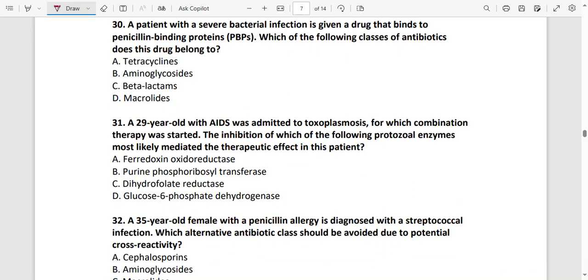30. A patient with a severe bacterial infection is given a drug that binds to penicillin binding protein. Which of the following classes of antibiotics does this drug belong to? Tetracycline, aminoglycoside, beta lactam, macrolide. Anyone? Beta lactams. Why do you go for that? Any thought?